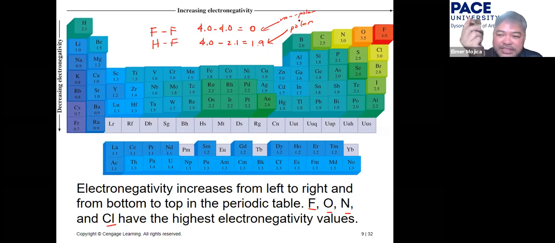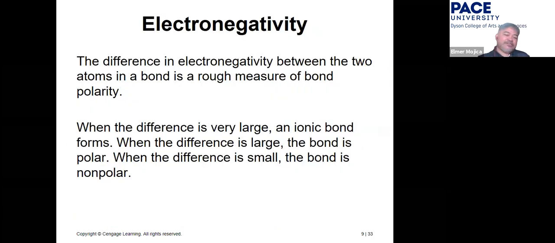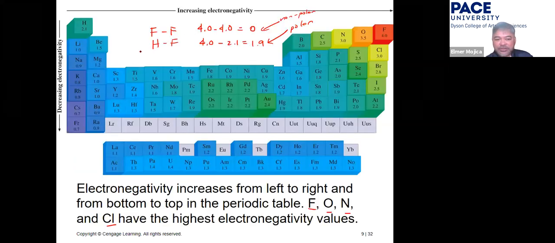But that's just if you're dealing with two atoms, if you want to determine the polarity of two atoms. The difference in electronegativity between two atoms in a bond is a rough measure of bond polarity. When the difference is very large, you could form an ionic bond. When the difference is moderate, the bond is polar. When the difference is small, the bond is nonpolar. So for instance, let's look at NaCl. What's the electronegativity difference of NaCl? You have 3.0 minus, what's Na? 0.9. So that's around 2.1.